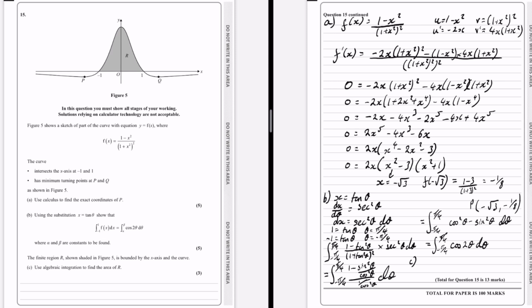Part C, integrating cos 2 theta, we get a half sine 2 theta. That's between pi over 4 and negative pi over 4, of course. Substituting pi over 4 into that, we'll get a half sine of pi over 2. And then substitute minus pi over 4 and subtract it, so minus a half sine of minus pi over 2. That's going to be equal to a half subtract a negative half, which comes out really prettily as 1, and that's the area under the curve.